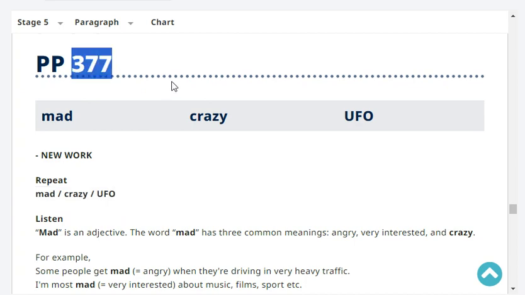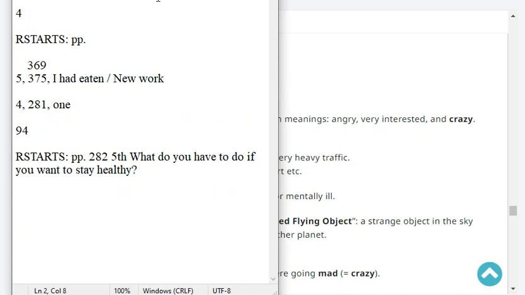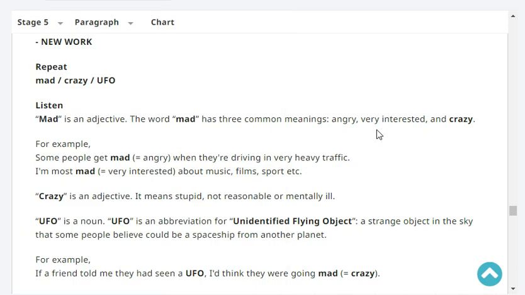Very good. Okay, listen. The word mad is an adjective. The word mad has three common meanings. Mad means angry, mad means very interested, and mad means crazy. So it means angry, very interested, and crazy.